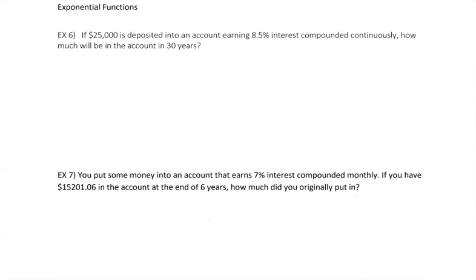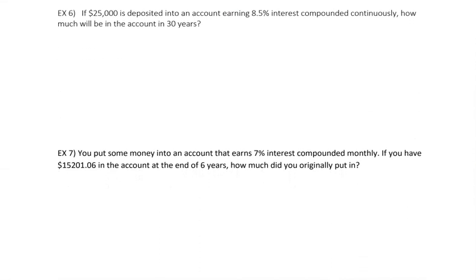Okay. With that, let's go ahead and try something a little different now. So example 6. If $25,000 is deposited into an account earning 8.5% interest compounded continuously, how much will be in the account in 30 years? So still same idea, just this time we're given different numbers. So first thing we look for is it says compounded continuously. As soon as we see the word continuously, we know we're using the A equals PE to the RT formula.